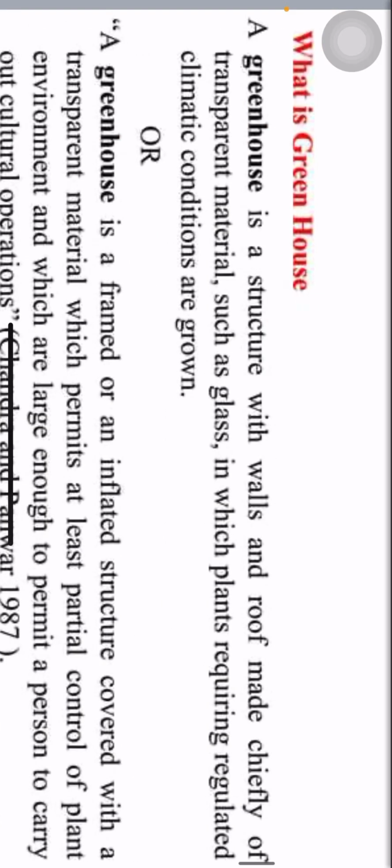Here we are going to discuss the last topic in unit number 5, that is production practices of horticultural crops. In production practices of horticultural crops, there is a structure, that is the greenhouse. Greenhouse, in other terms, we use the term polyhouse. A polyhouse is a structure with walls and roof made chiefly of transparent materials such as glass, in which plants requiring regulated climatic conditions are grown.